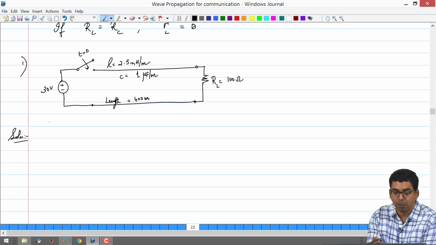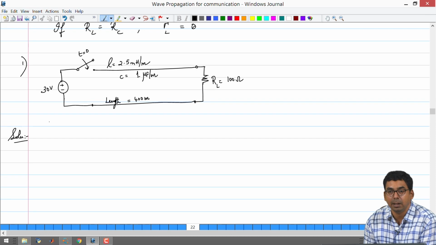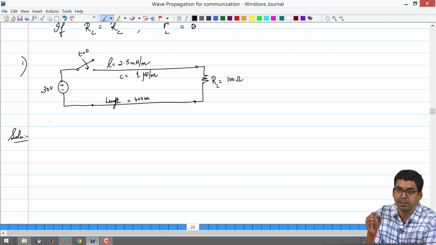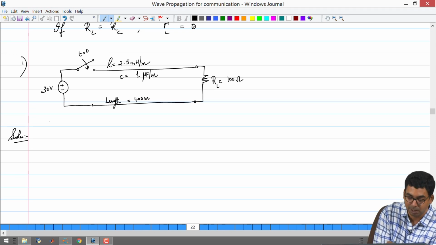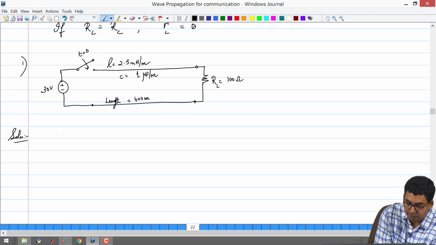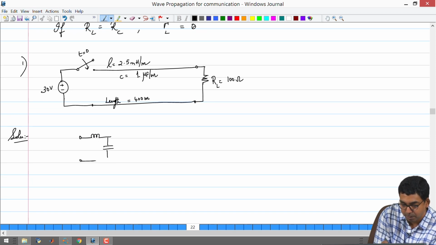If you want to draw the ladder equivalent circuit for one unit cell, you will draw a series inductor of 2.5 millihenry per meter and a parallel capacitor. So we can start with that. We know the equivalent circuit of a lossless transmission line. So if we have to draw the unit cell of a ladder, it will look like this: 2.5 millihenries per meter, and this is 1 microfarad per meter.